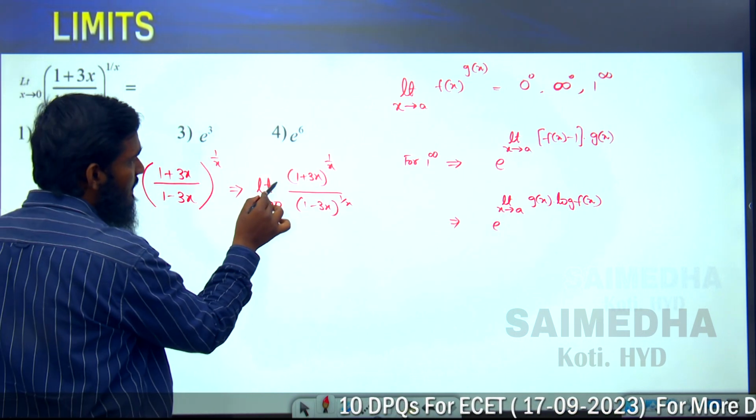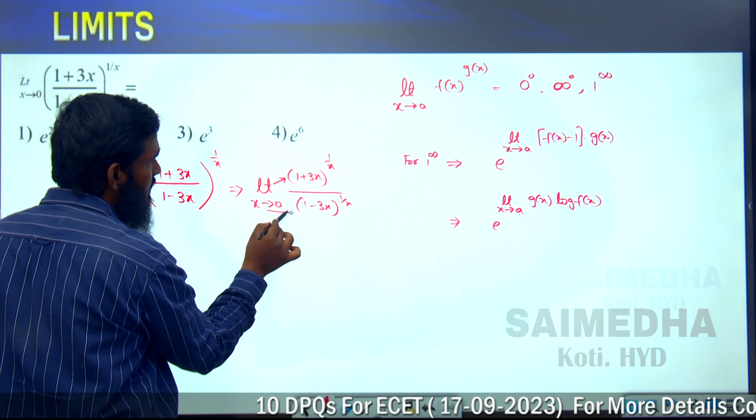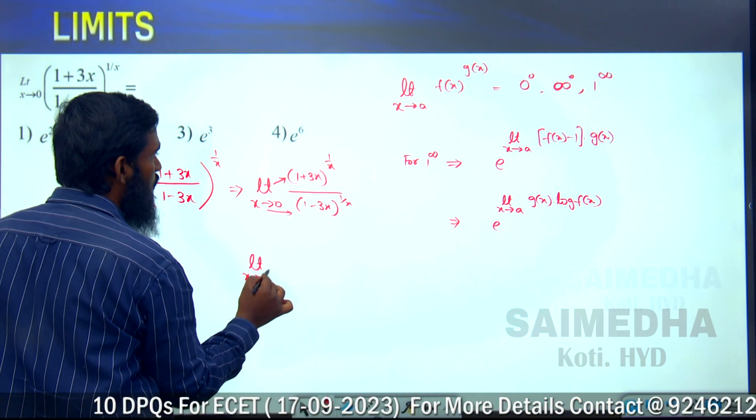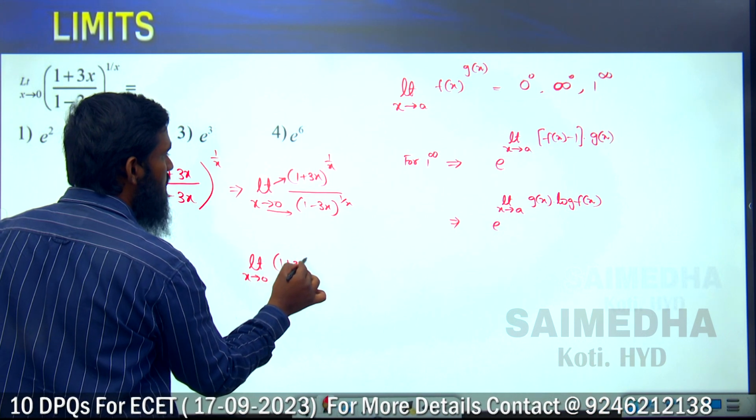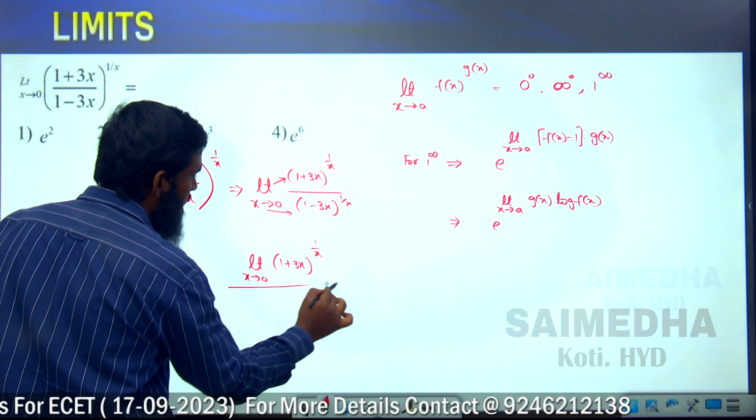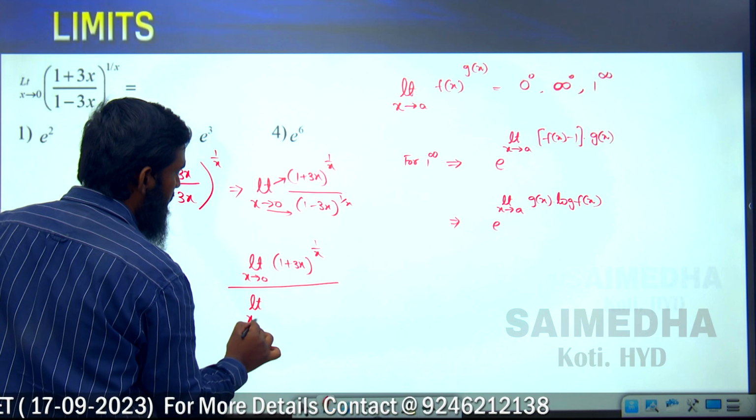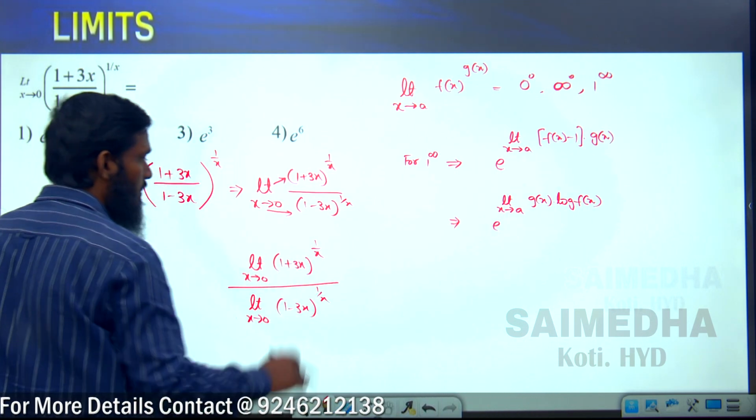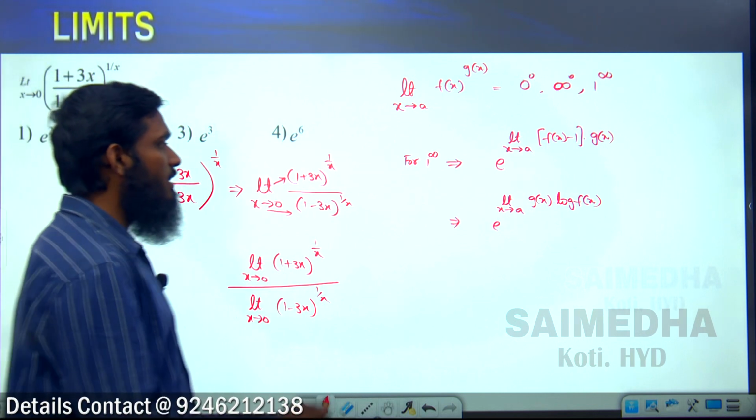Now we are applying the limit separately for numerator and separately for denominator. So what will happen? Limit x tends to 0, (1 plus 3x) whole power 1 by x, whole divided by limit x tends to 0, (1 minus 3x) whole power 1 by x. Like this we have taken over here. Now I will give you a shortcut over here.